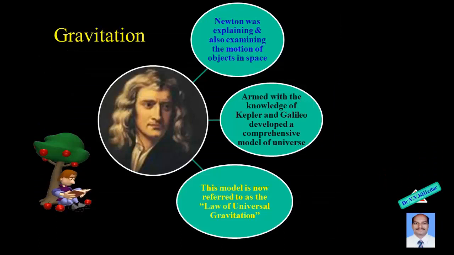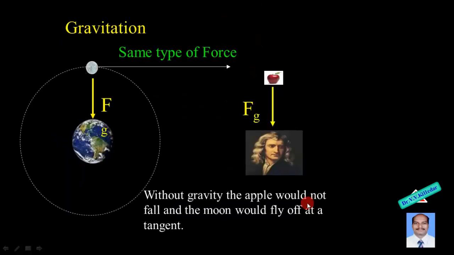Newton was explaining and also examining the motion of objects in space. Armed with the knowledge of Kepler and Galileo, he developed a comprehensive model of the universe. This model is now referred to as the law of universal gravitation. Now, Newton found that the apple falls on the surface of the earth. It comes down towards the earth.